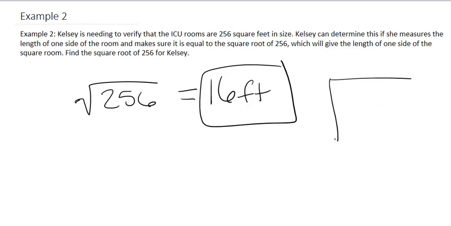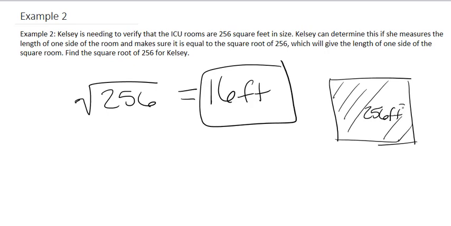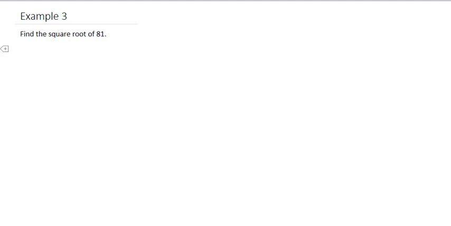So just to visualize, here's a room. And we're saying this whole area is 256 feet squared. And we're saying one side is 16 feet and the other side is 16 feet, which gives us 256. So let's look at one more example.